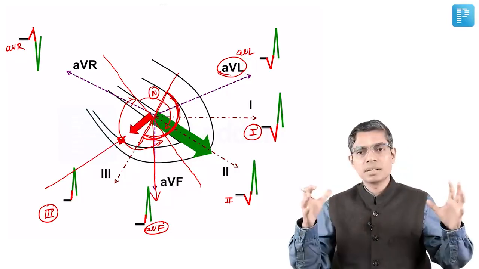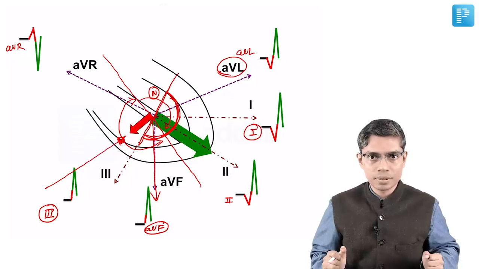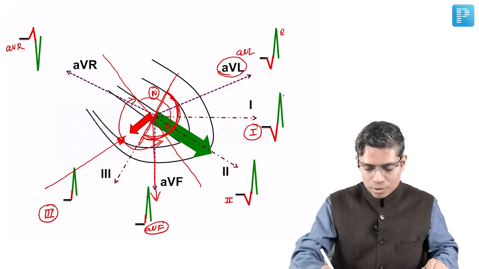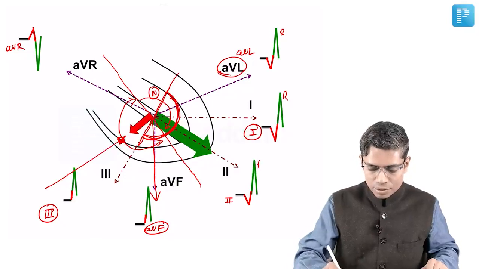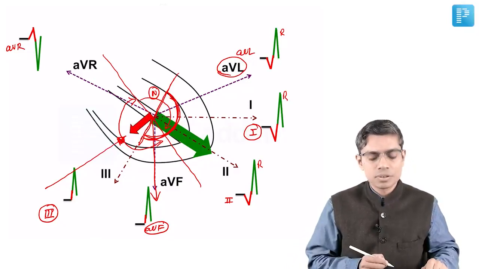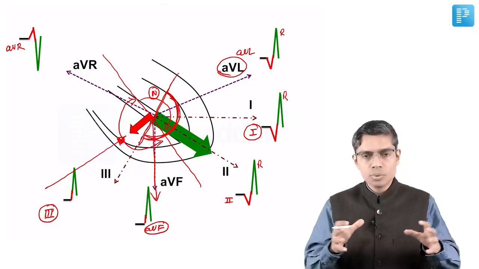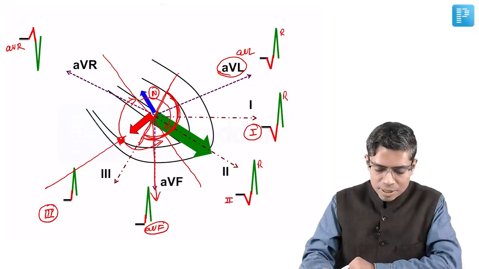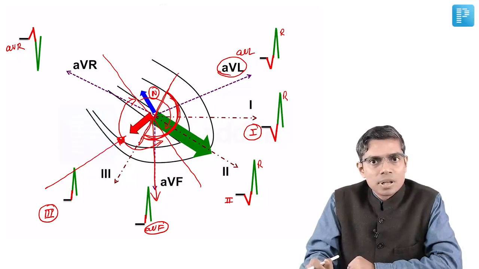Look at this big green color wave. It is giving a positive wave here, this is also giving a positive wave here, and this is also giving a positive wave here, right? So this green color is due to the main vector, and then the terminal vector is coming here, blue color, a small terminal vector, the depolarization of the base.